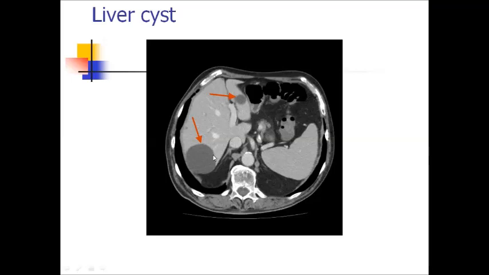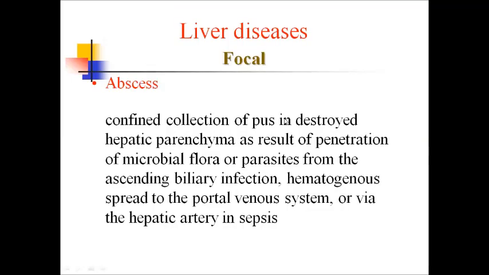There may be a tendency of growth if the epithelium which covers the cavity of the cyst from inside continues to produce liquid. It may lead to increasing size of the cyst, but usually it's asymptomatic. Abscesses, another example of focal pathology of the liver.